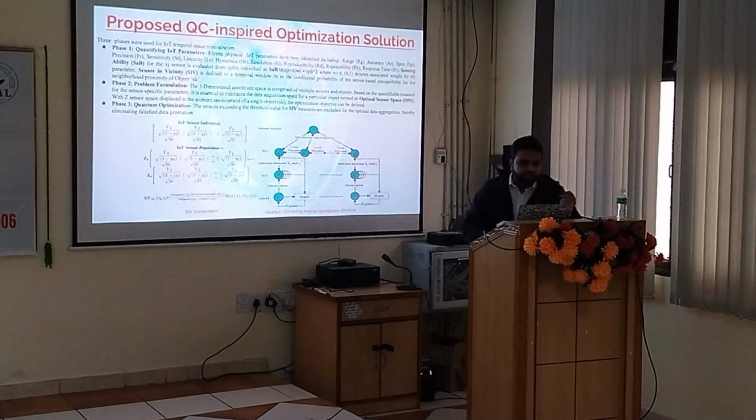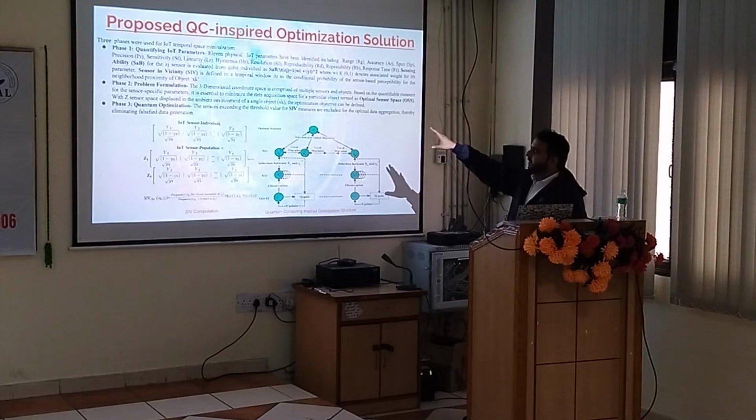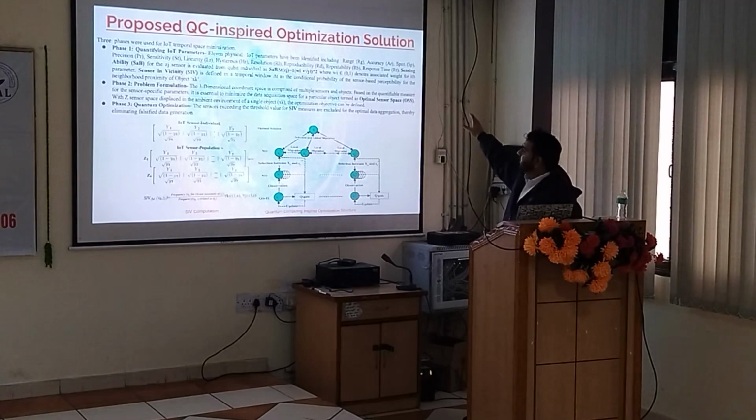So let me come to this sensor part. I'm just going to give a quick overview of this proposed algorithm that I have designed. We have two things, sensing ability and sensor in vicinity, the two things that I have quantified. So what was the problem? The three-dimensional coordinate space is comprised of multiple sensors and objects. Based upon the quantifiable measure of the sensor-specific parameters, it is essential to minimize the data acquisition space for a particular object. That means the sensing space around the object is optimized. That is known as the optimal sensor space.